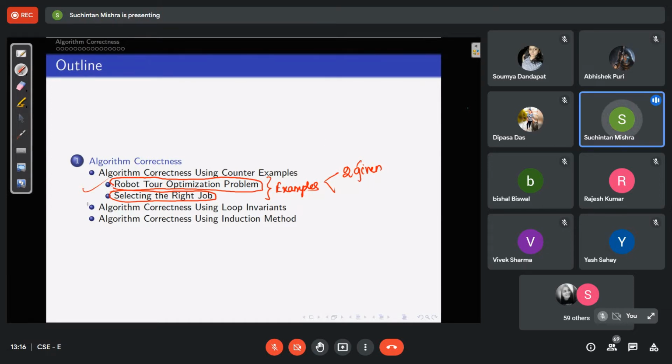Next, in the next lecture, we'll go for loop invariant. This will take us, I think, one class. And after that, we will go for the induction method.